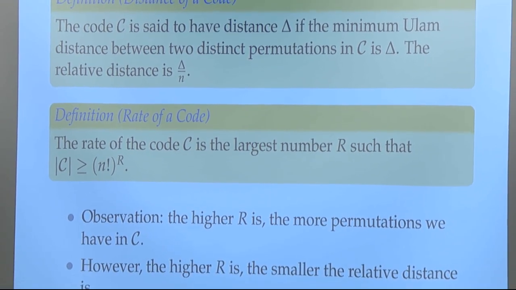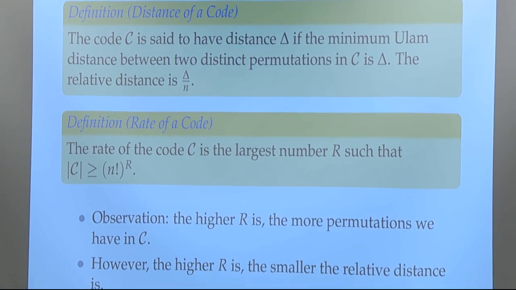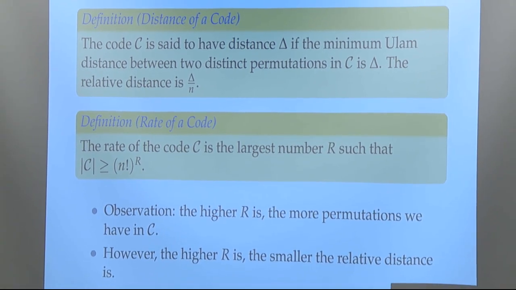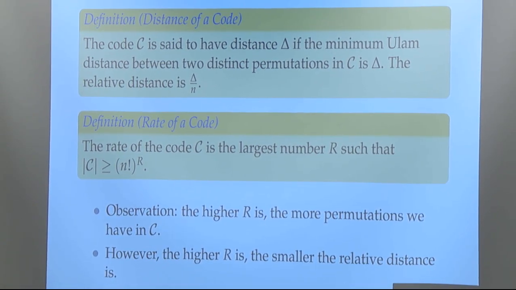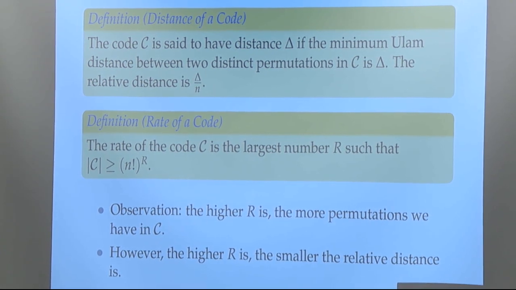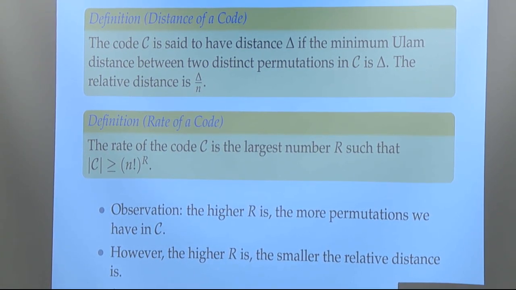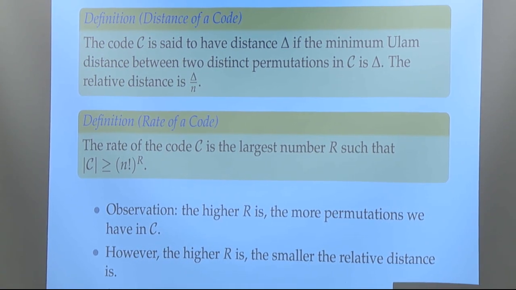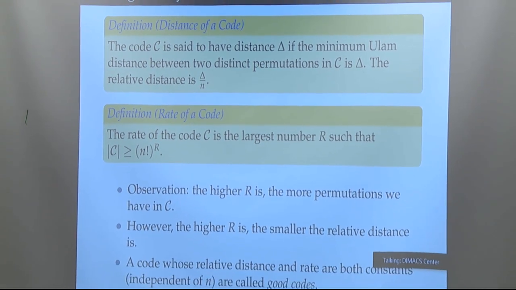However, the higher R is, the smaller the relative distance is, which makes sense, right? If you want to pack in a lot of permutations, you can't ensure that every pair is far apart. And a code whose relative distance and rate are both constants that are independent of n is called a good code. So they're good in the sense that every pair is far apart and you still have a lot of them.